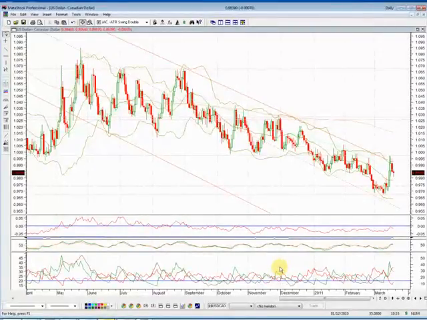So right now what I see is that the market has really reached a resistance level. It's starting to move down, and my expectation is that that movement will proceed for a few more days or even weeks, because that's the strong season for the Canadian dollar.